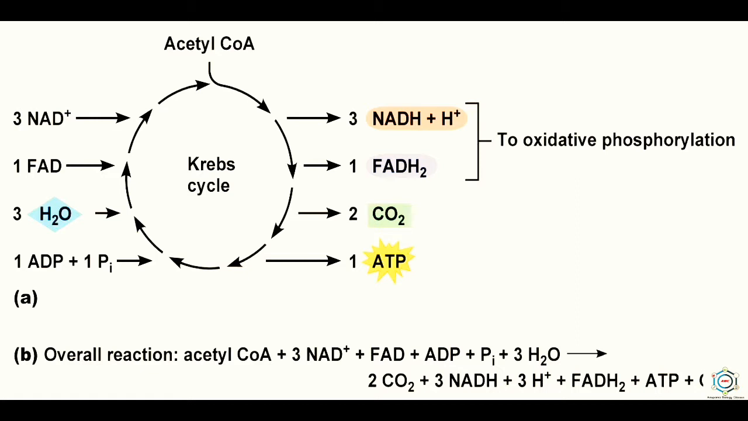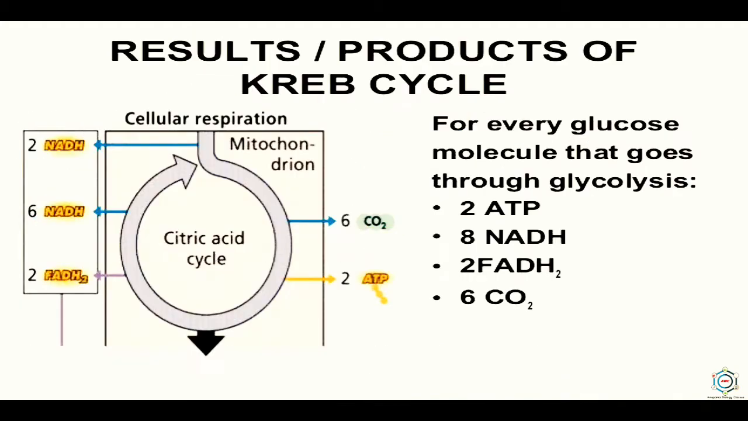The total contribution of the Krebs cycle is therefore 2 plus 24 plus 4, it means 30 ATP molecules. The net effect of the complete breakdown of one hexose molecule by aerobic respiration in plants is therefore release of 36 ATP molecules. So, the resulting products of the Krebs cycle are 2 ATP, 8 NADH, 2 FADH2 and 6 molecules of CO2.